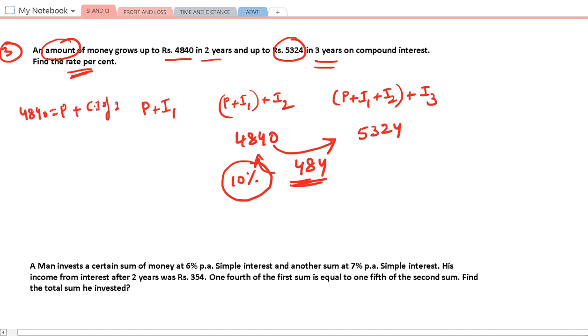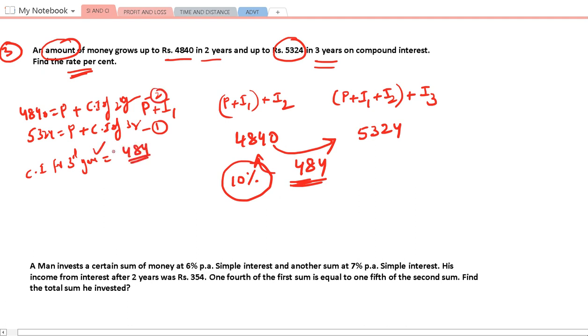principal amount plus compound interest of 2 years, and 5324 is equal to principal amount plus compound interest of 3 years. So the compound interest for the third year is equal to statement 1 minus this statement, that is 484. So what is the rate of interest? 484 by 4840 into 100, that will become 10%.